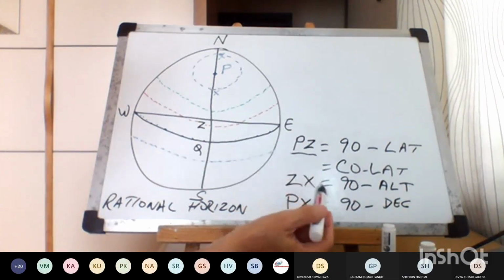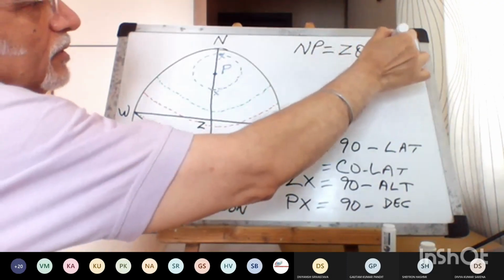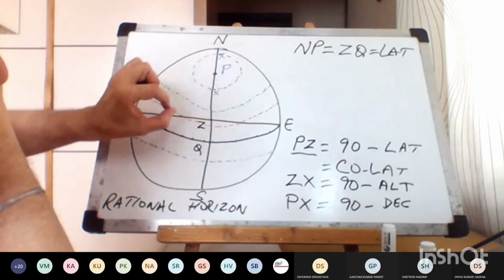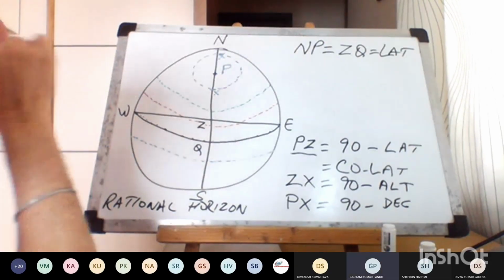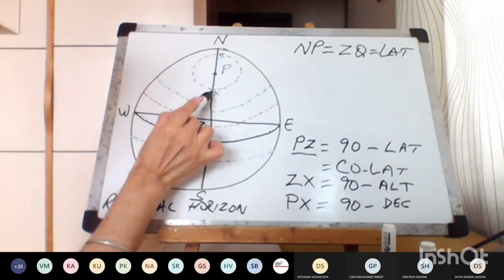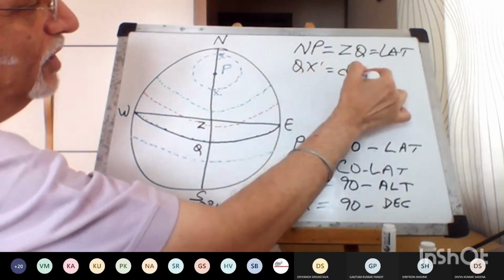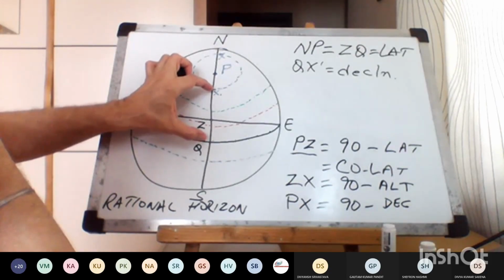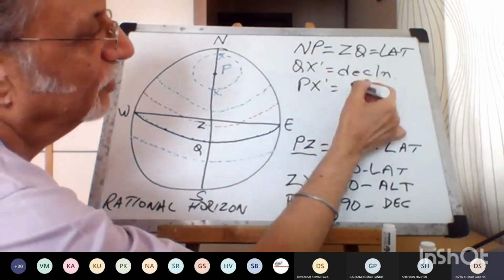What is NP, you said? NP is equal to ZQ is equal to lat. We wrote this earlier. NP is equal to ZQ, when we said PZ is common. NP is equal to ZQ is equal to the latitude. Yes or no? Yes, sir. So in this case, what is PX? From Q to X, let me call this X dash, from Q to X dash is equal to declination of the body. This is the declination. So what is PX dash? 90 minus declination. 90 minus declination is equal to polar distance.